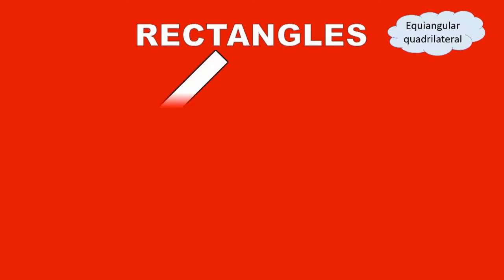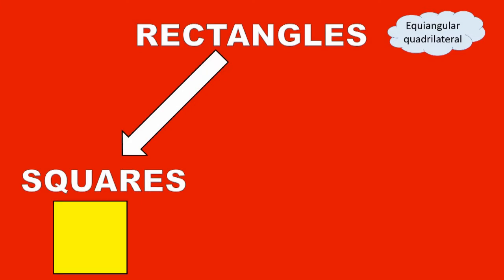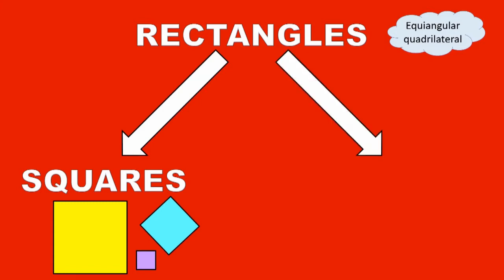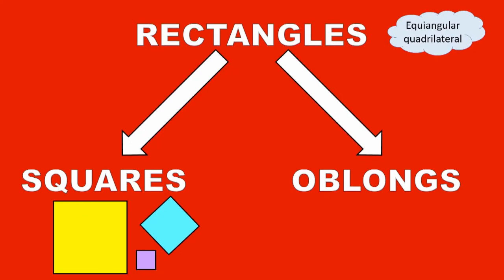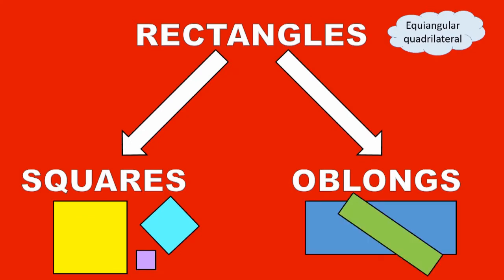So that's the rectangles, which, if you really want to impress your teacher, you could call them equiangular quadrilaterals, because they're four-sided shapes that have equal angles. They're all 90 degrees. And did you know that even squares are rectangles, but they're special rectangles because all of their sides are the same length? In fact, if you wanted to have a rectangle that definitely wasn't a square, you could call it an oblong, because oblongs are rectangles where all four sides aren't the same length.